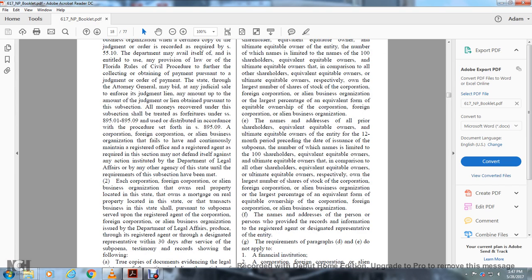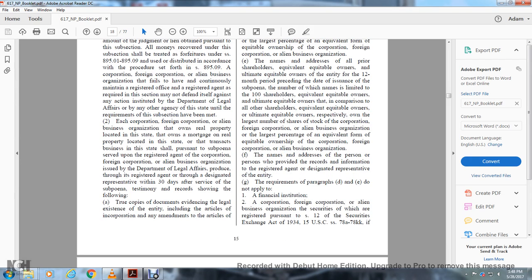The name and address of all prior shareholders, equivalent equitable owners, or ultimate equitable owners within the 12-month period preceding the date of issuance of the subpoena, the number of names limited to 100 shareholders, equivalent equitable owners, or ultimate equitable owners who, in comparison to all others, own the largest number of shares or the largest percent of the equitable ownership of the corporation, foreign corporation, or alien business organization.